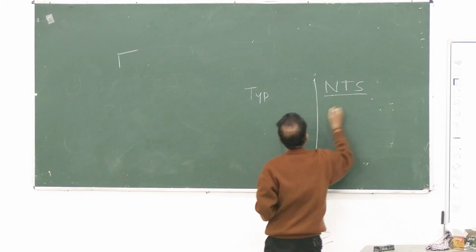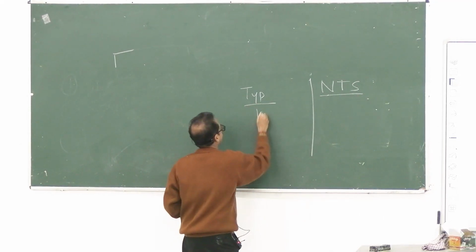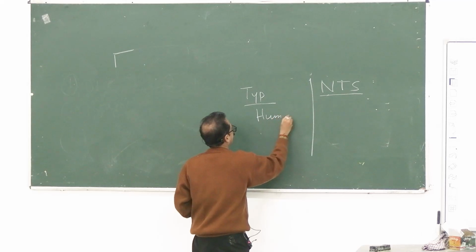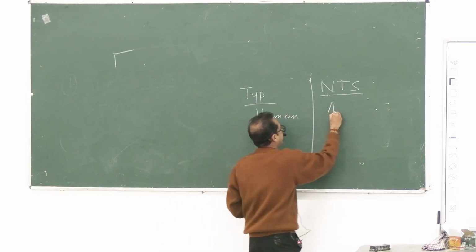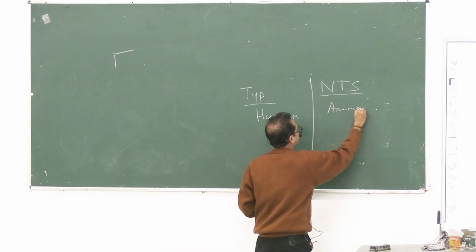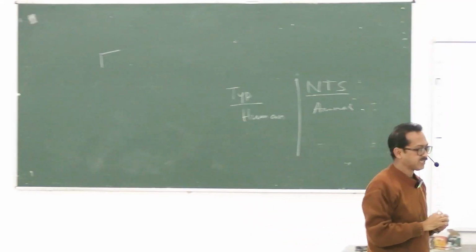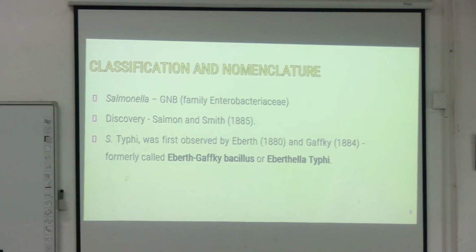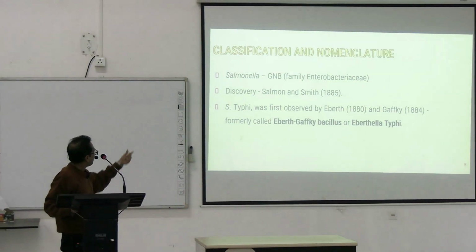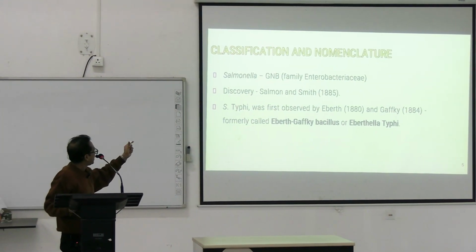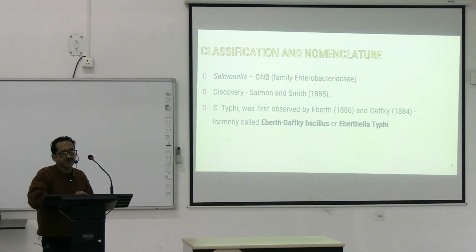For typhoidal salmonella, remember, human is the only reservoir, and for non-typhoidal salmonella, animals may be the reservoir. So this is one classification, typhoidal salmonella and non-typhoidal salmonella. Discovered by Salmon and Smith in 1885, it belongs to the family Enterobacteriaceae. You have already read about Enterobacteriaceae.